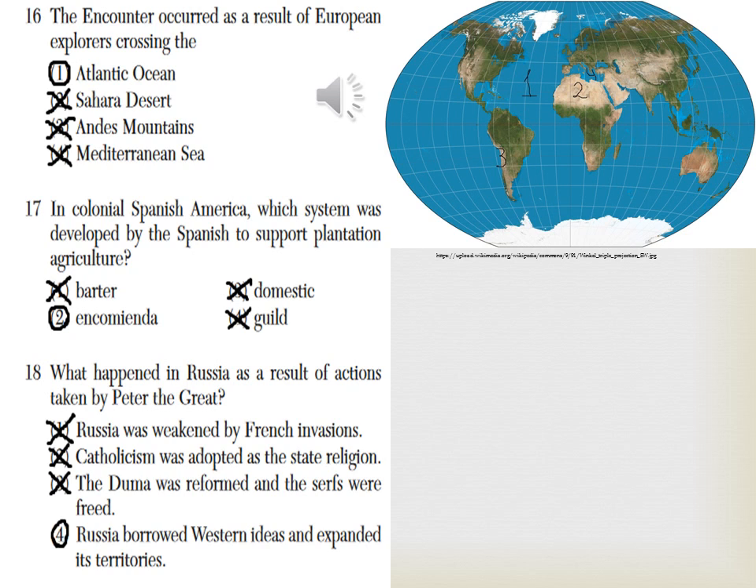So when you see Peter the Great on the Regents, think of westernization. He wanted to westernize Russia. And he borrowed a lot of Western ideas. And he also wanted to expand Russia. If you looked at the early Russian history, it's very similar to early American history. When you're going to learn about U.S. history, there were a series of expansions.